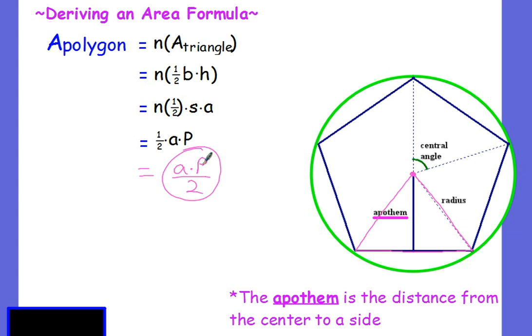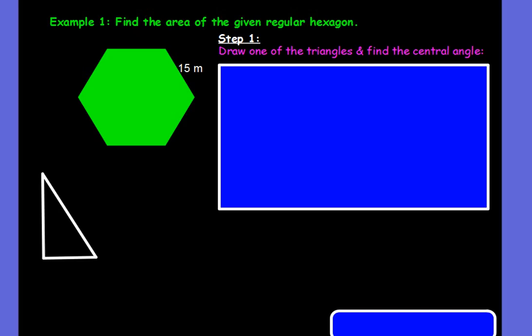So you might see some trigonometry, some special right triangles, stuff like that. Skip over that. Okay, so let's actually do an example together. Hopefully I don't get cut off, but with my luck, I probably will. All right, so it says, example 1, find the area of the given regular hexagon.